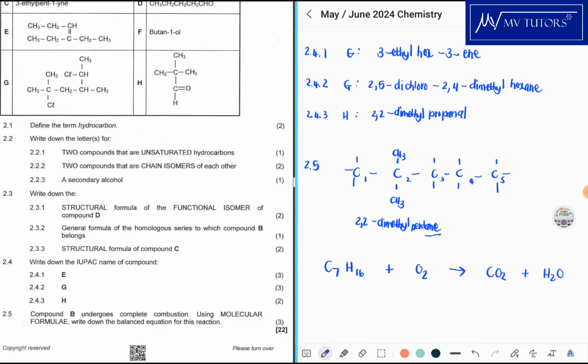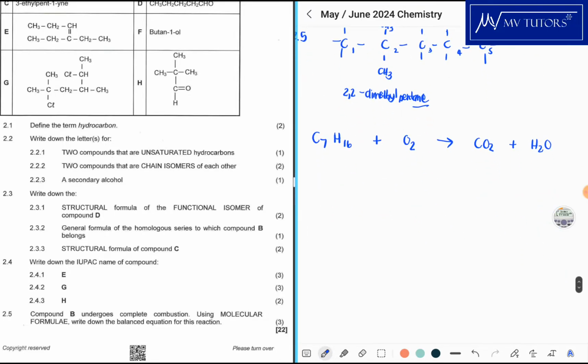So let's start balancing. I have 7 carbons, so I'm going to put 7 over there. And I have 16 hydrogens, so I'm going to put 8 over there. So it's balanced, but now the oxygens. Here I have 7 times 2, which is 14 oxygens, plus 8, which is 22 oxygens. So on this side I have 2, and I'm going to multiply them by 11. Is that it? Yeah, that's it. Let me just erase this. And that's it for question 2.